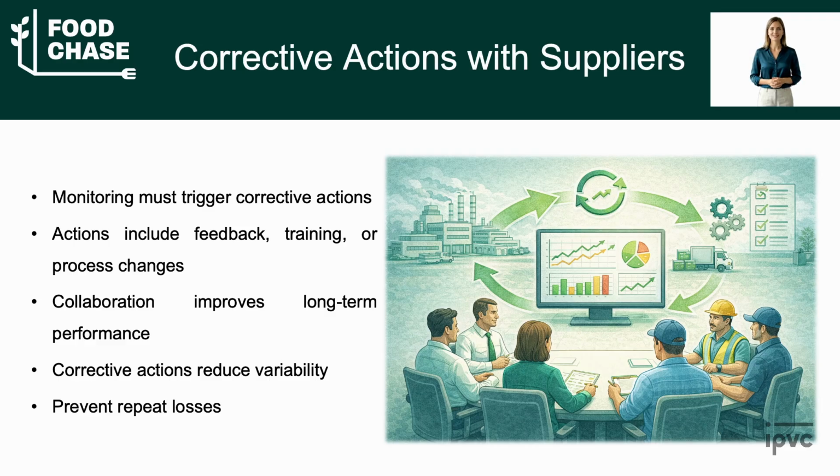Monitoring alone is not sufficient; it must lead to corrective action. This may involve supplier feedback, technical support, or changes in production practices. Collaborative corrective actions help reduce variability and prevent repeat losses, improving long-term sourcing performance.